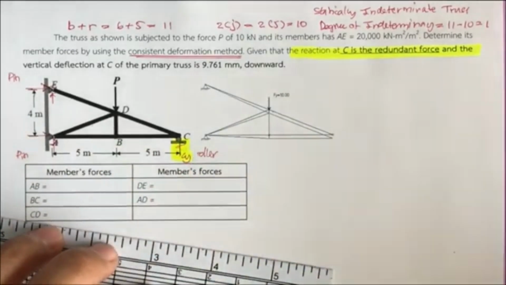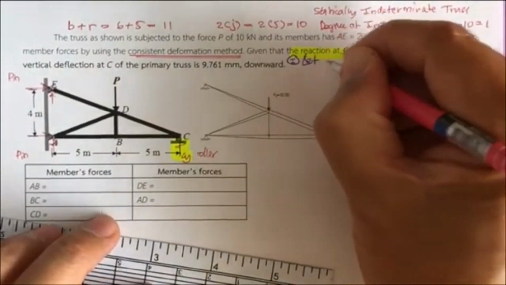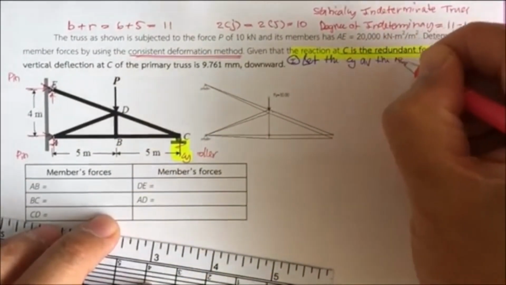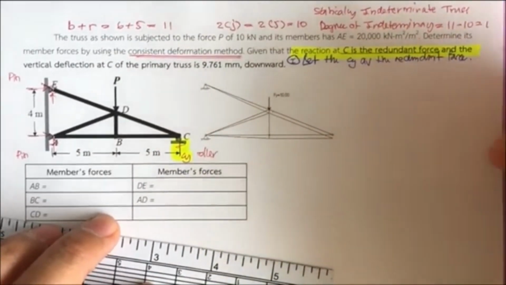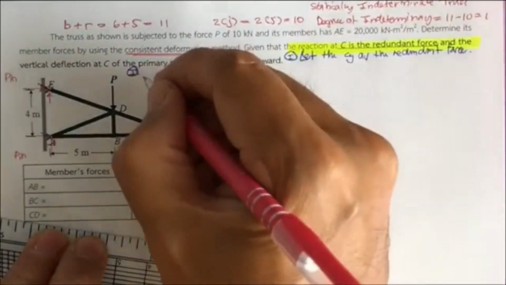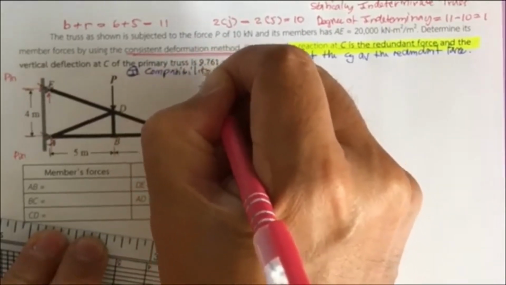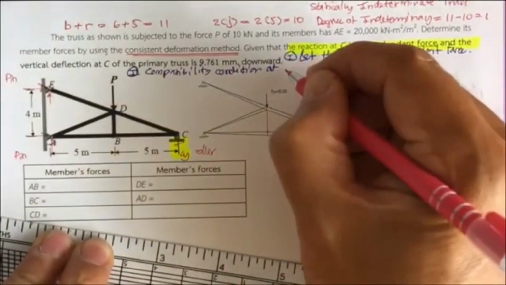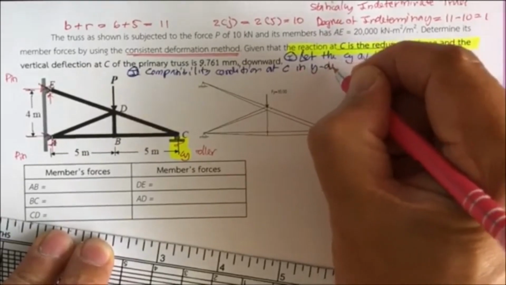Now, first, let C sub y be the redundant force, and second, we're going to find the compatibility condition at C in the y or vertical direction.